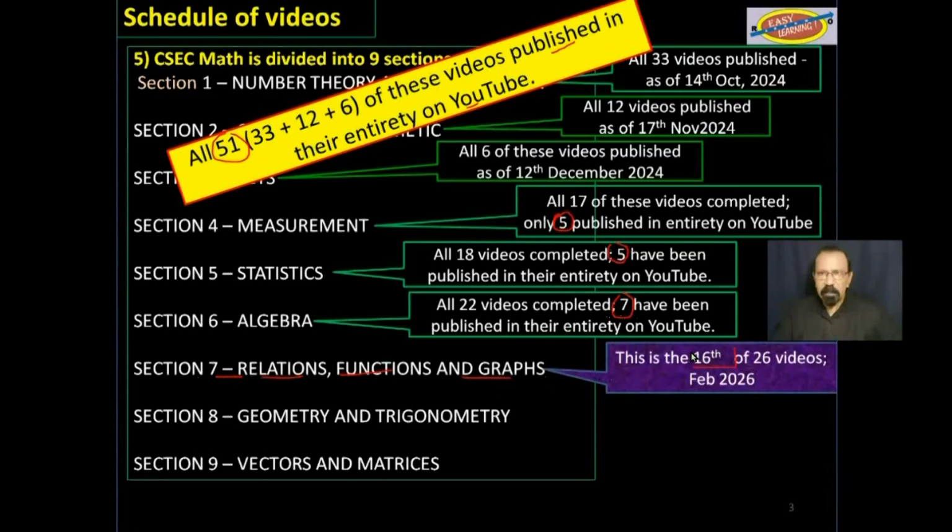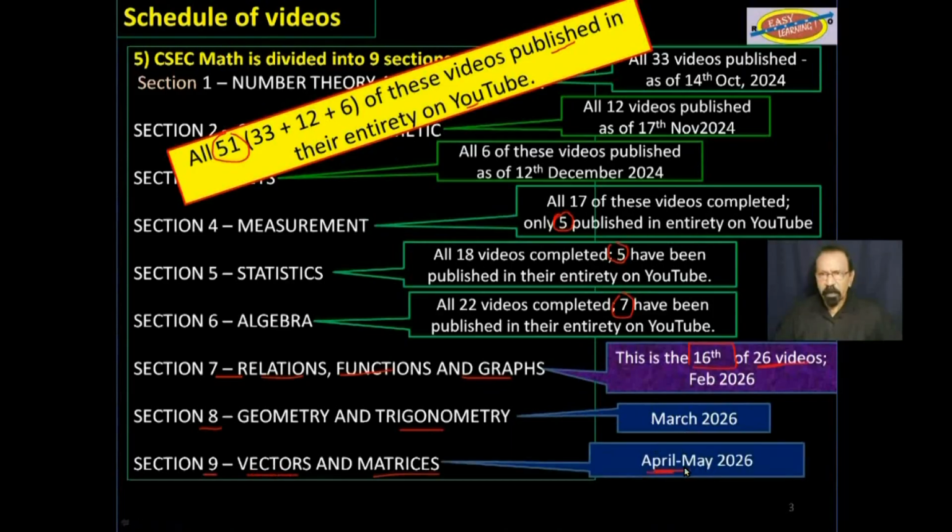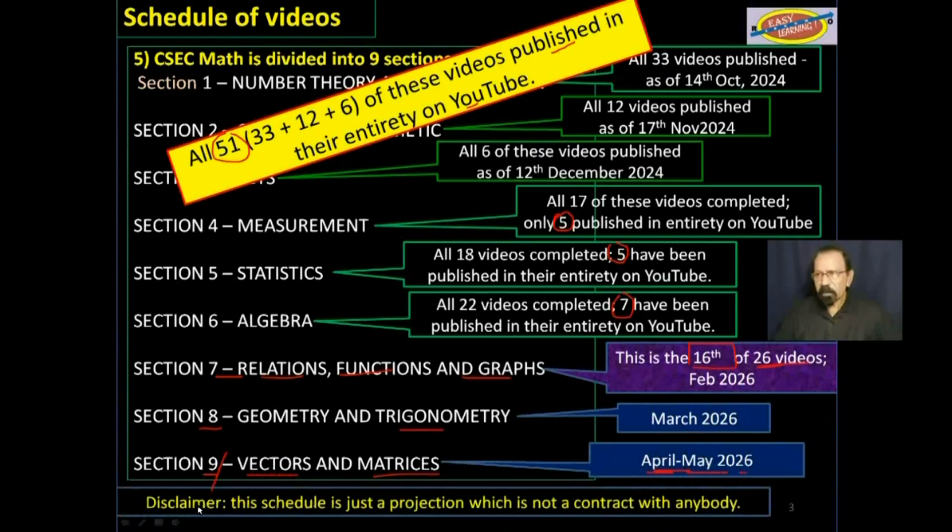This is the 16th of 26 videos. And of course, after that, we still have to do geometry and trigonometry. And then finally, section 9, vectors and matrices. Hopefully, all of that will be done by April, May 2026. Please note this disclaimer down here. This schedule is just a projection, and it is not to be interpreted as a contract with anybody.